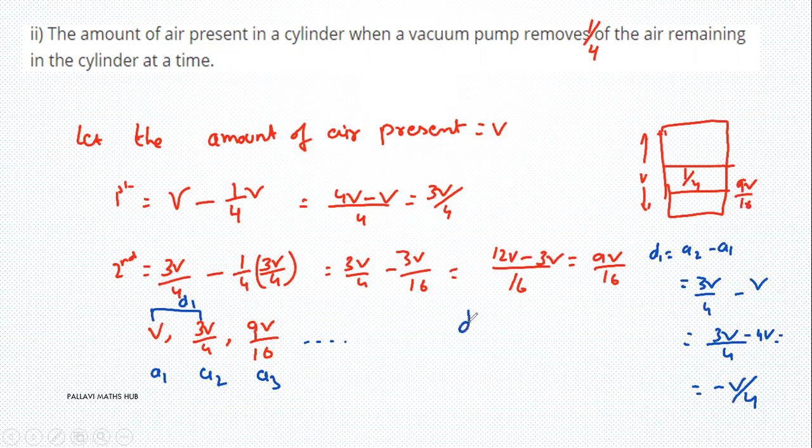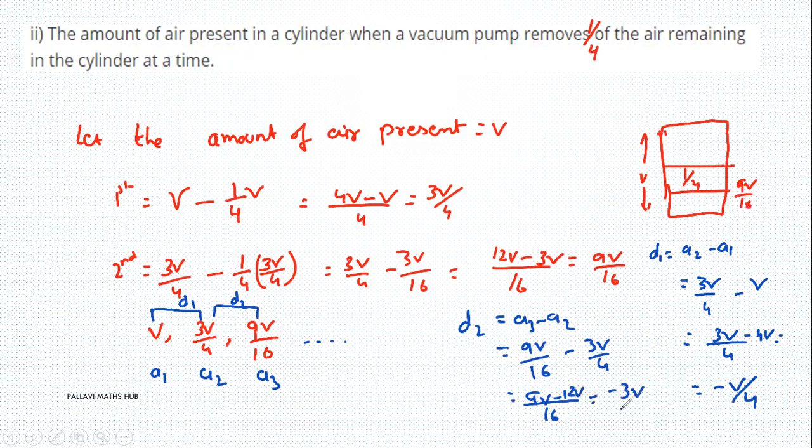Now find out D2. D2 is equal to A3 minus A2. The value of A3 is 9V/16 minus A2, which is 3V/4. Take the LCM. LCM is 16. Here 9V minus 12V, which is equal to minus 3V/16. So this is D2, and D1 is not equal to D2. So this is not an AP. Understood? If D1 is not equal to D2, then it is not an AP.